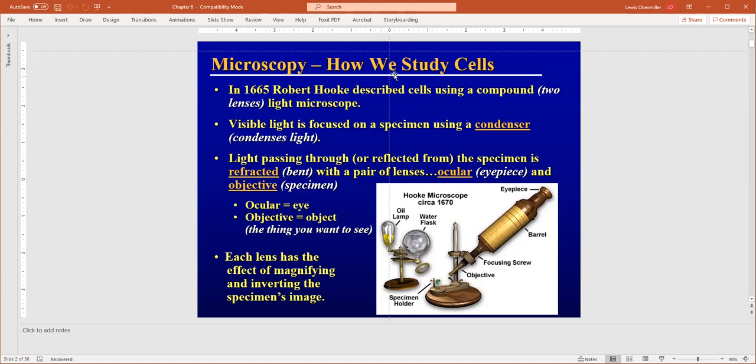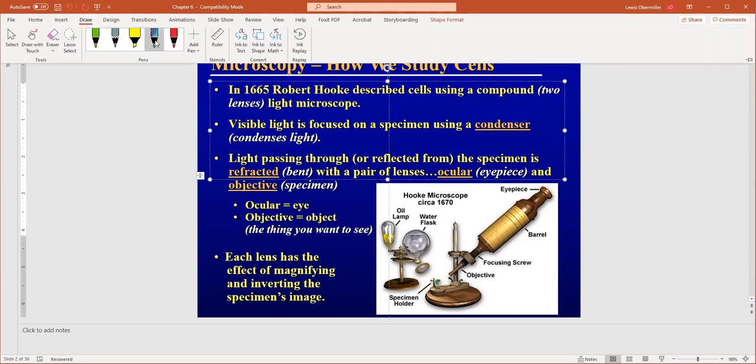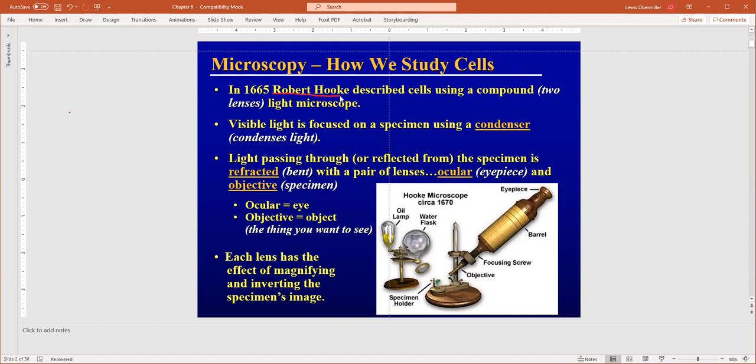Anyway, so for the exam, you're going to need to know who Robert Hooke is. Remember, I told you guys you don't need to know dates. You just need to know people. So we already talked about Robert Hooke. We talked about him in chapter 1. So you should already know this. It should be a review.